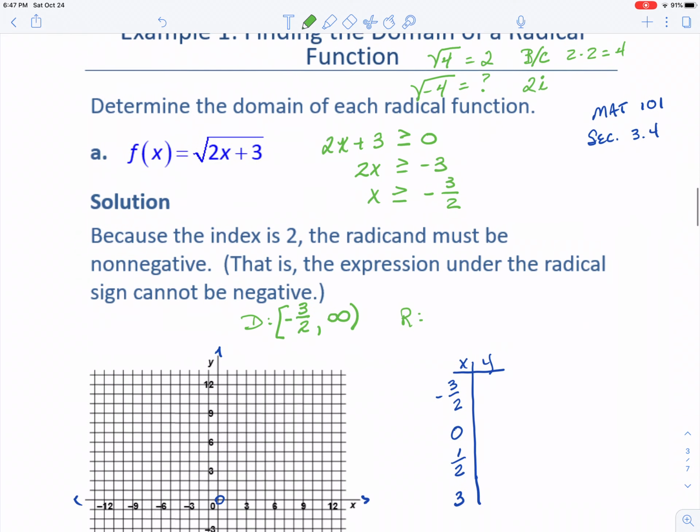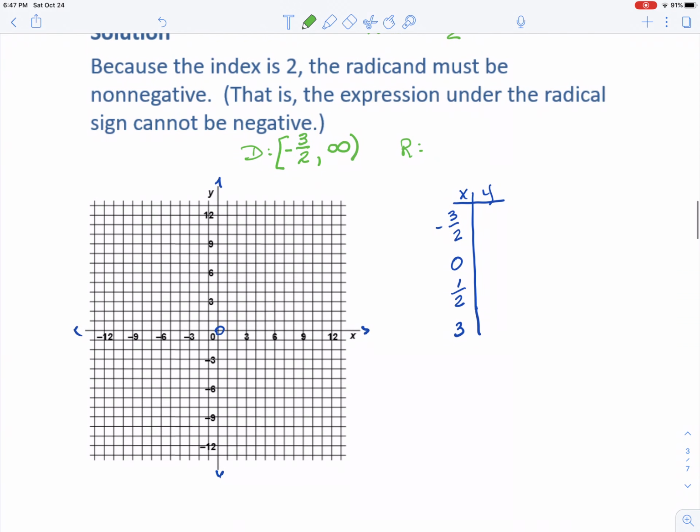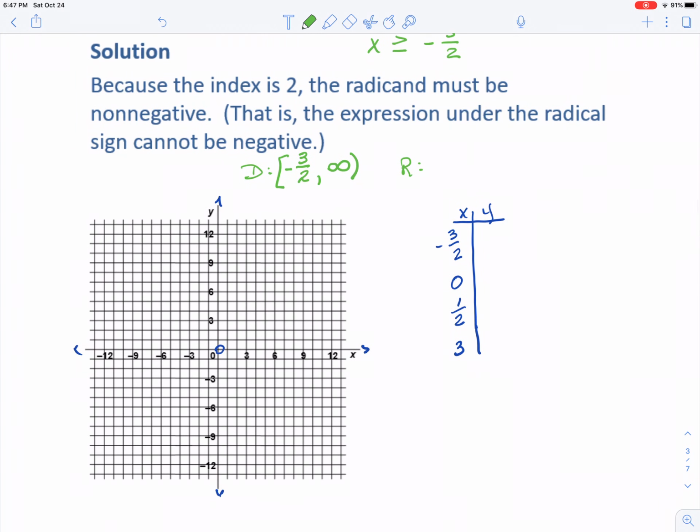So let me work a little bit and explain why I know that. So I've taken, let me get the function written down again here. I've selected some numbers here. I started with that negative 3/2. And I hope you can see that this gives us a negative 3 plus 3 under the radical. So we're taking the square root of 0, which is 0. So that's my first point, negative 3/2, comma 0.